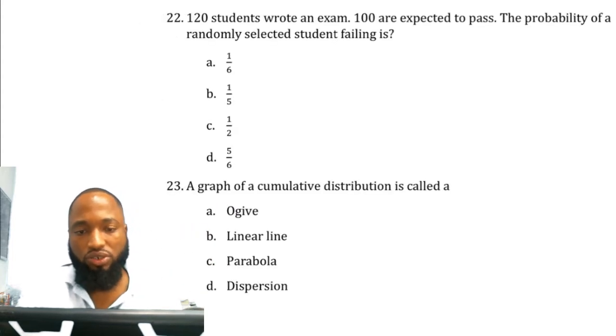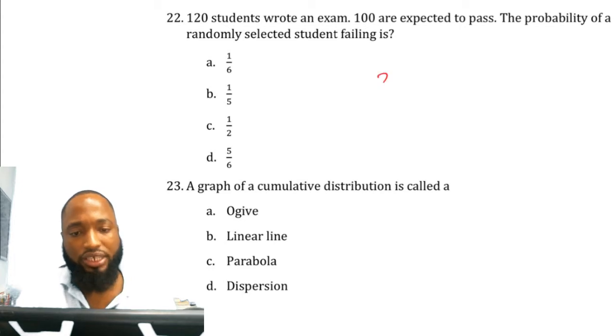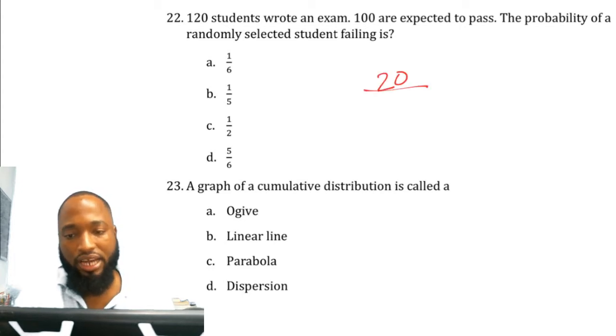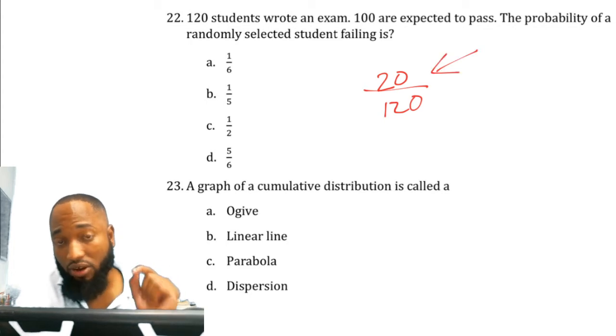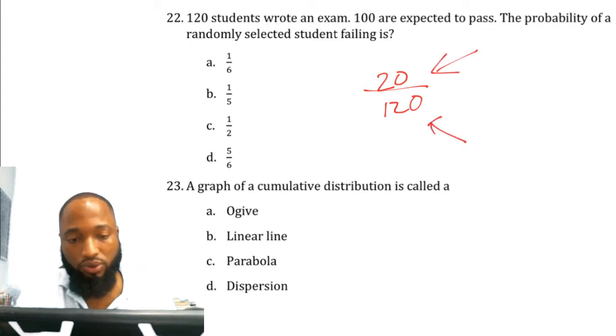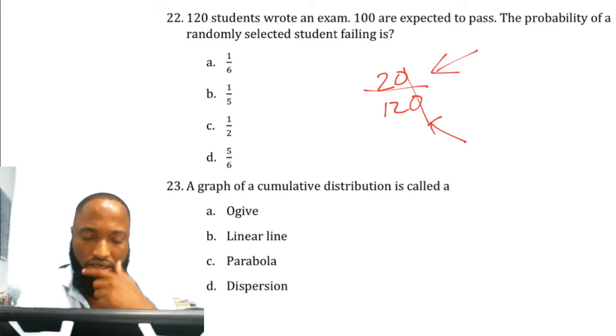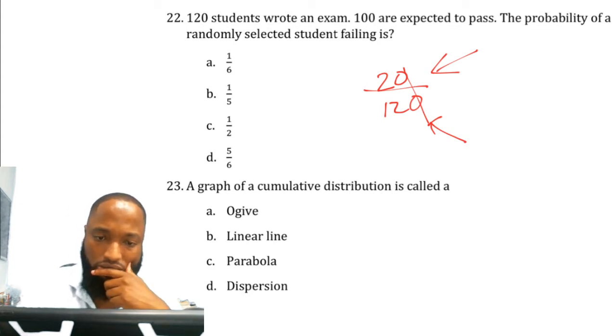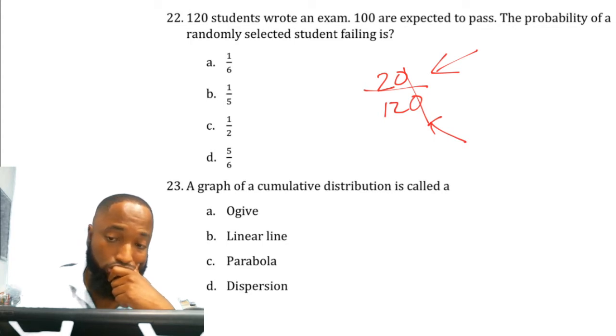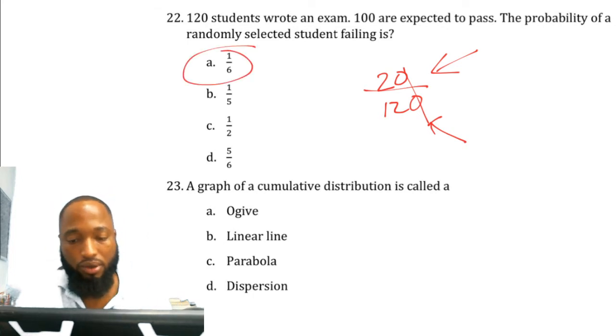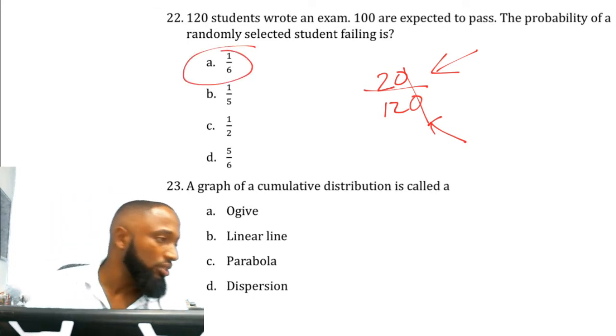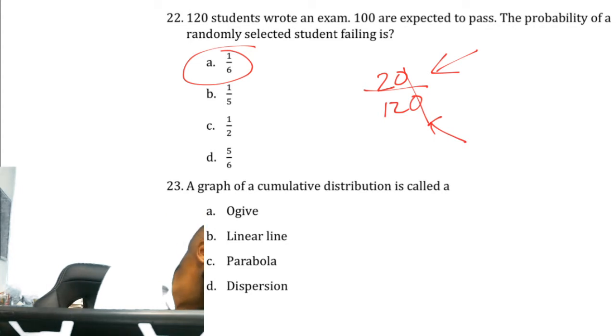So 120 students, 100 expected to pass, 20 expected to fail. Probability that a random person fails. So this is the desired outcome. This is the total possible outcomes. 22 is 1/6. Okay, yeah, 1/6. On to 23. What's the answer for 23? Can I get some answers?